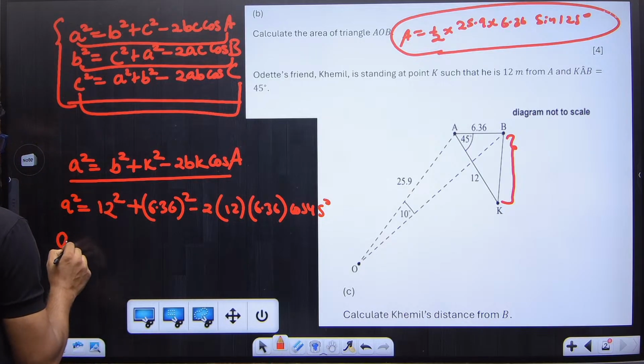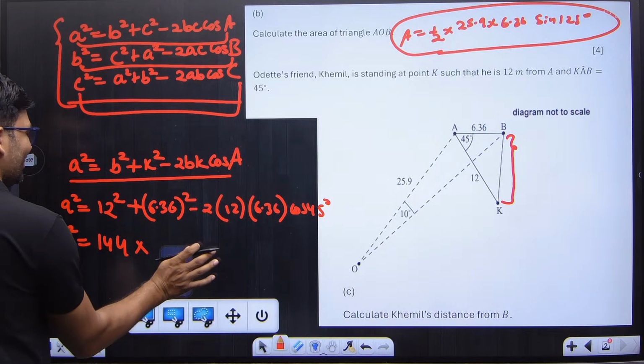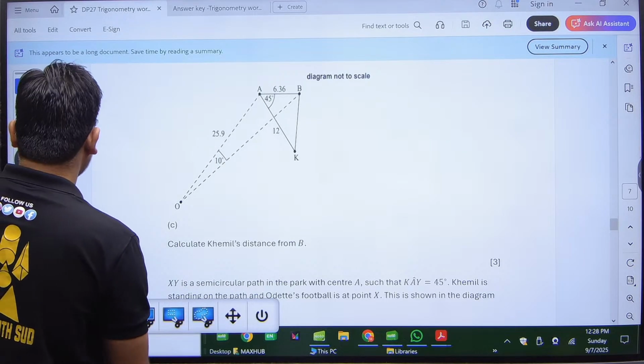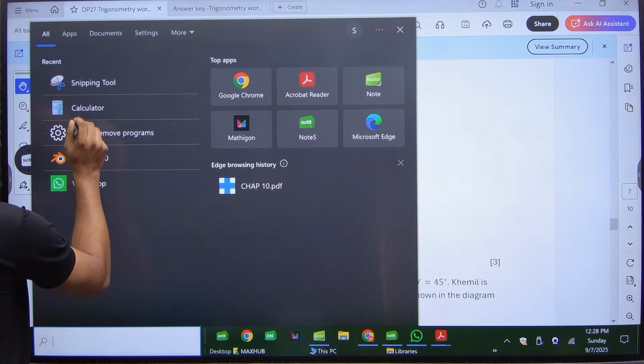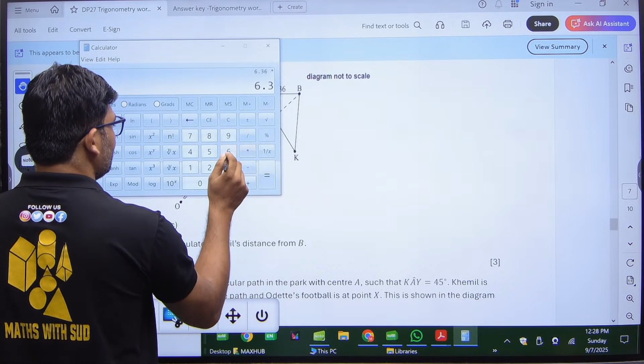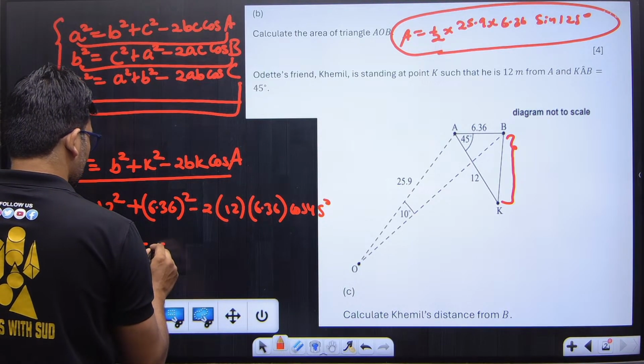All right. Yes. Because I knew that only. Rest all I need to calculate. So I am making use of the calculator now. First I will calculate 6.36 into 6.36. So it is 40.4496.